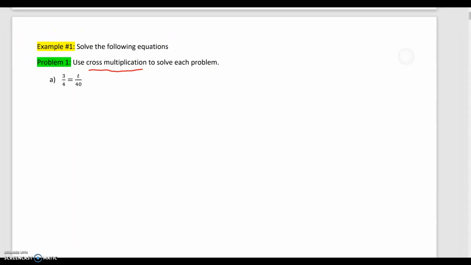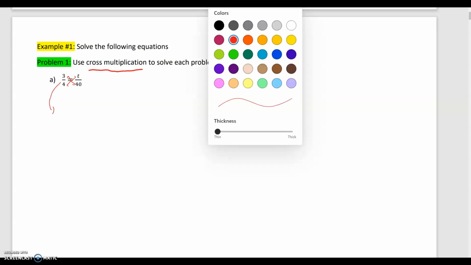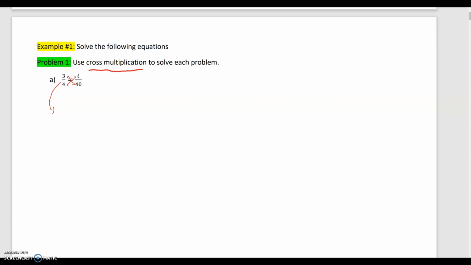The instructions on this particular problem are to use cross multiplication. Now, here's the basic idea. Before we write the next step, the following two are going to multiply. So we're talking about the multiplication of these two and those two, and then we're going to put them on one side of the equation each. So on the left, I'm going to put the multiplication of 3 times 40. So this will be 3 times 40, and this is equal to the multiplication of 4 times t. So this is 4 times t.